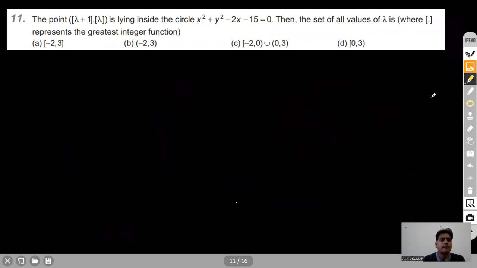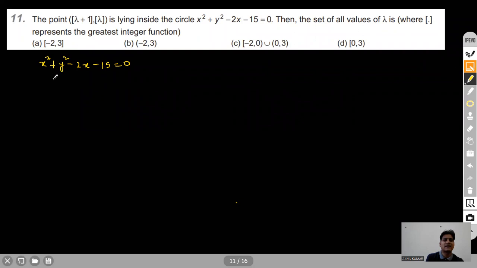Question number 11. One point is given, greatest integer function of lambda plus 1 comma greatest integer of lambda. Its coordinates are given by this, and it is lying inside the circle x square plus y square minus 2x minus 15 equal to 0. Then we have to calculate the set of all values of lambda. So the circle is given as x square plus y square minus 2x minus 15 is equal to 0.